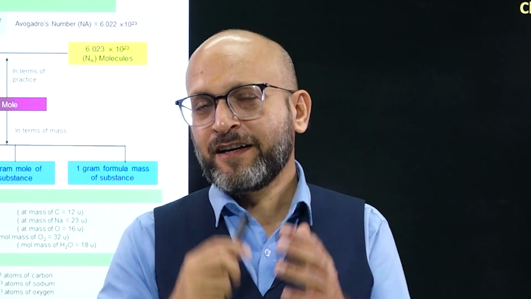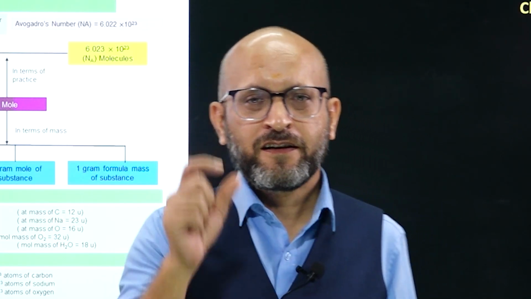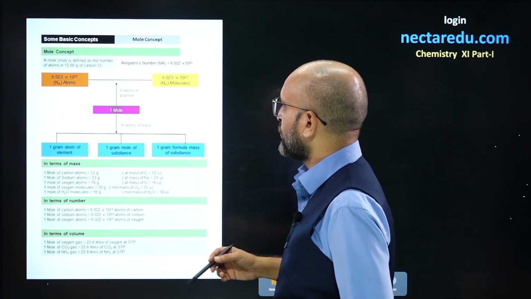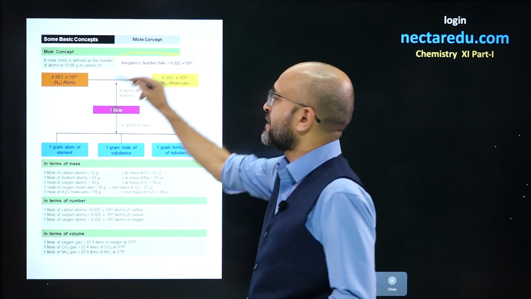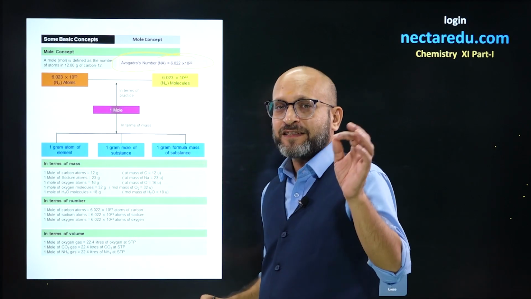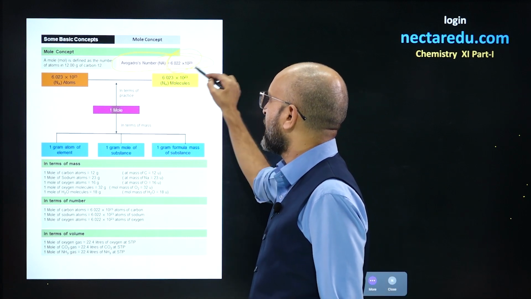So, where did this number come from? We took a standard carbon. We calculated how many atoms of carbon are there in 12 grams of carbon. That number came out to be 6.022 into 10 to the power 23. So this number is known as Avogadro's number. Whenever somebody says 1 mole, what should come into your mind? This number.